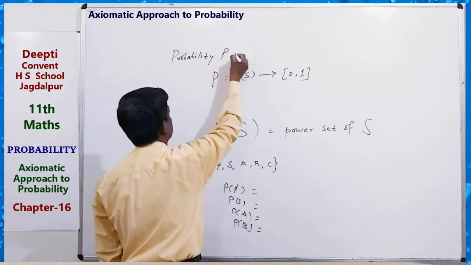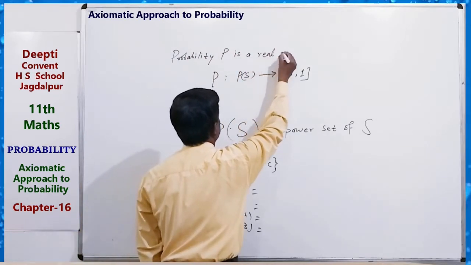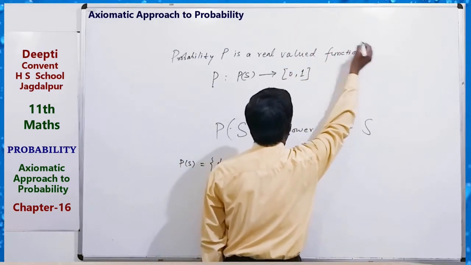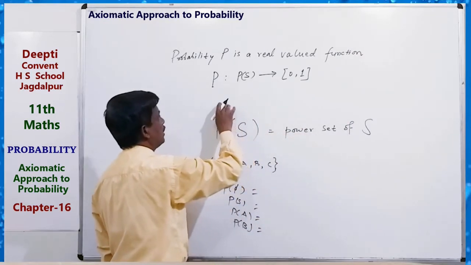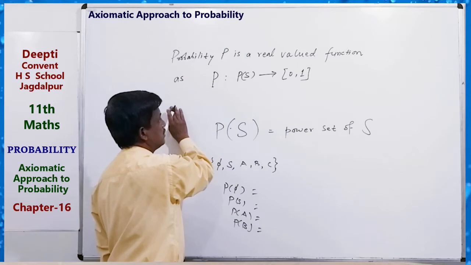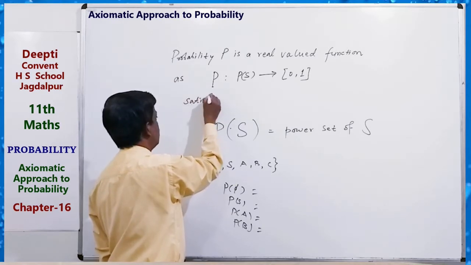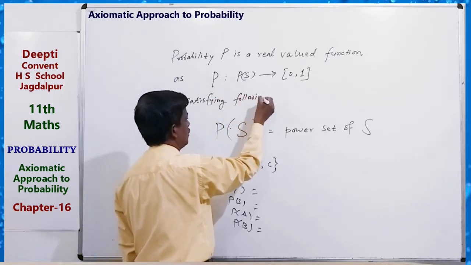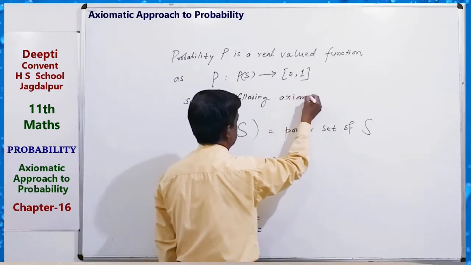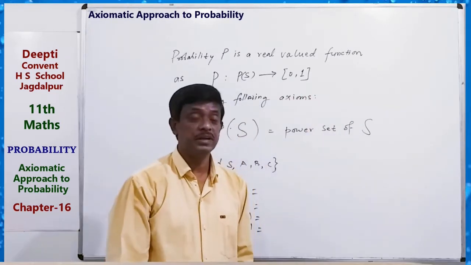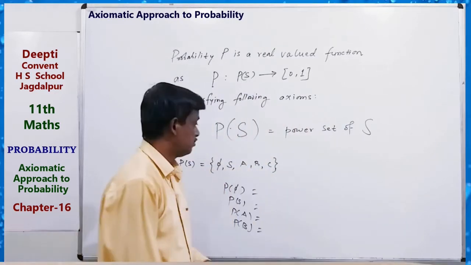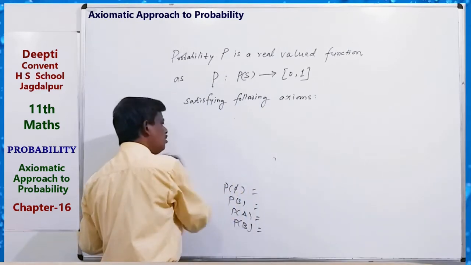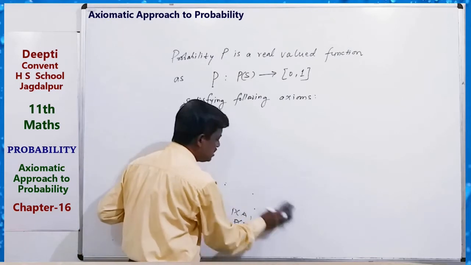Probability P is a real valued function as this, satisfying the following axioms. This is the axiomatic probability approach. Probability means the probability of an event, any subset, not just a single sample point.